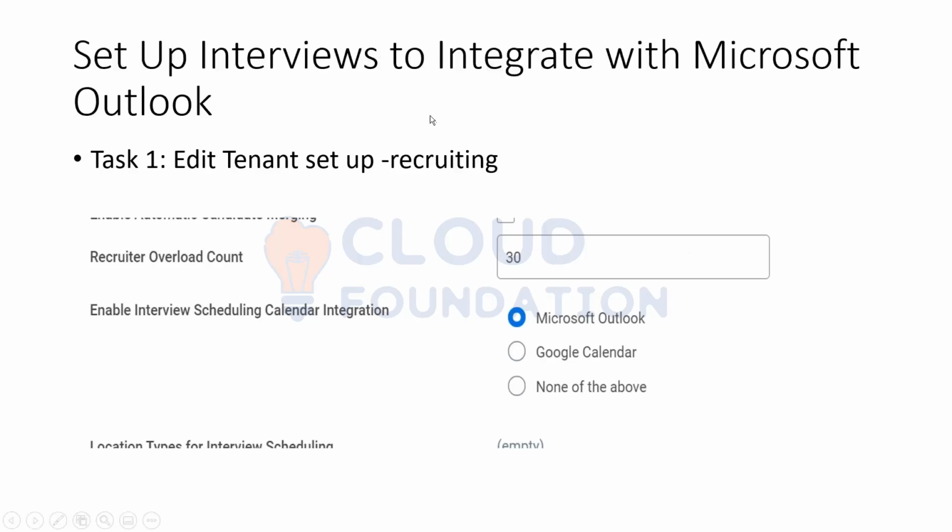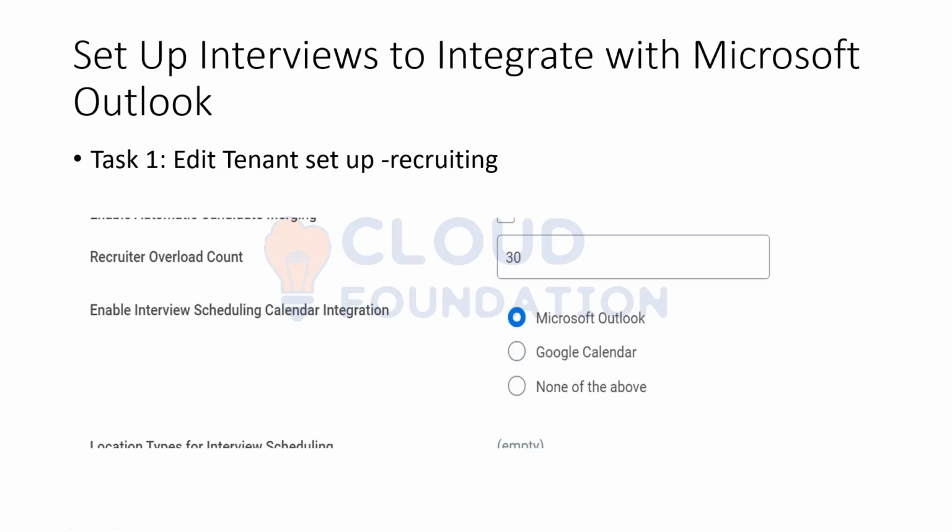So in order to integrate the interviews with Microsoft Outlook, we first have to click on settings, edit tenant setup, recruiting, and then it will take around 15 minutes to be integrated with Workday. And over here, for this option, location type will be disabled. So we will now be dealing with rooms.